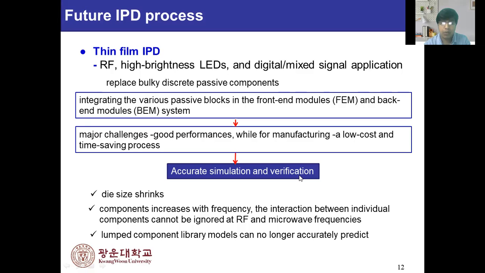So I hope IPD technology and advanced passive integration technology can improve the degree of integration and simplify the assembly, which is highly desirable for RF and microwave applications also.